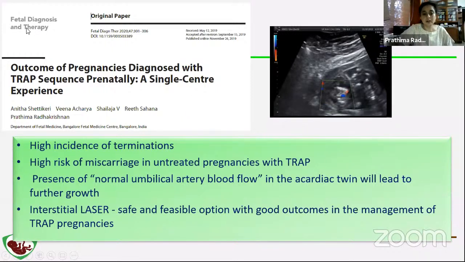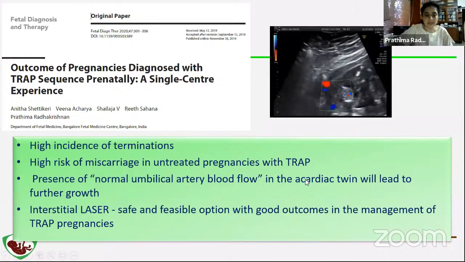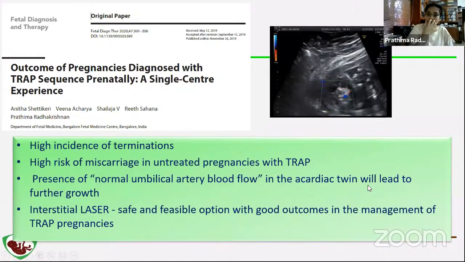So these are the conclusions of a study, and interstitial laser, we found it to be a safe and feasible option with good outcomes in the management of TRAP as well.